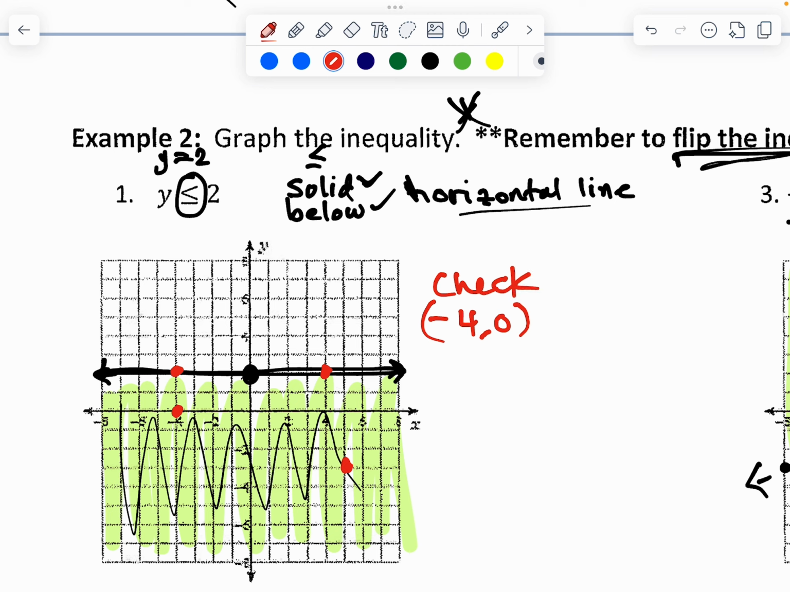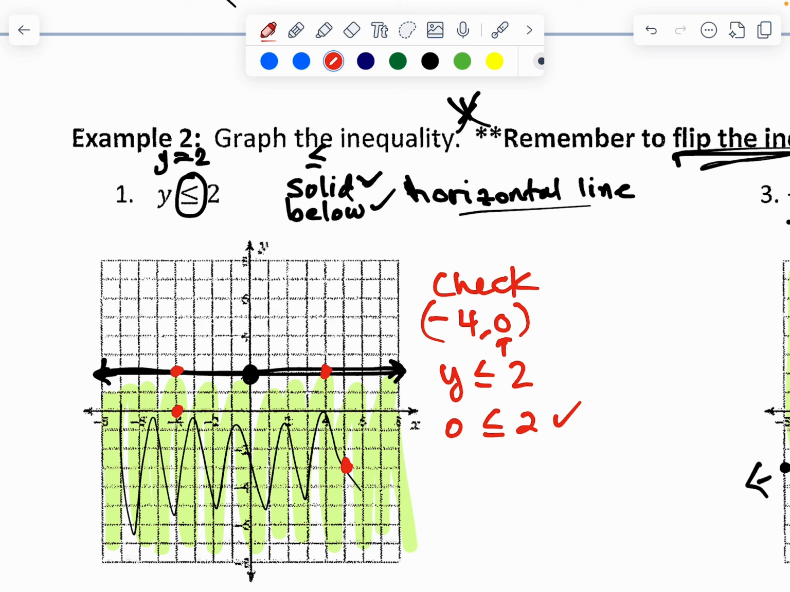So it doesn't have an x value in my equation. It only has y is less than or equal to 2, so I'm only going to look at the y value. 0 is less than or equal to 2. Is that true? Yes, that is true. So I can say that my equation is correct. My line, my drawing, my graph, everything is correct because I have the correct shading and I have the graph in the right spot. Okay? I have the shading in the right spot.